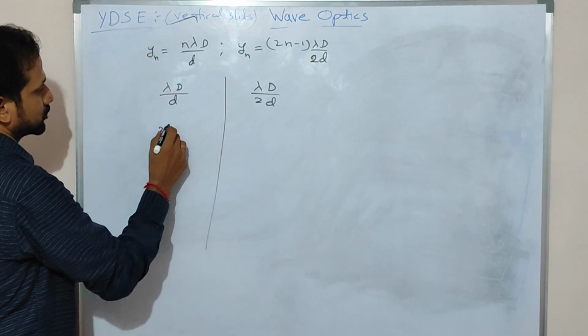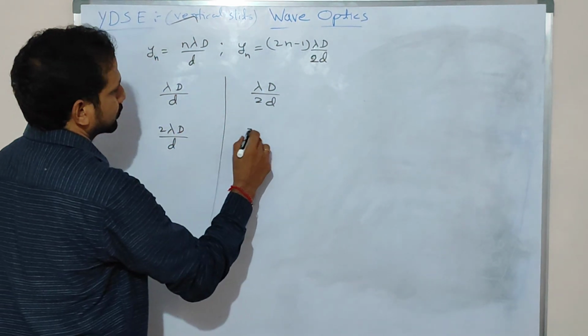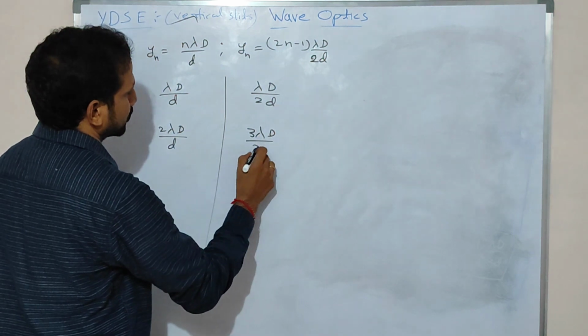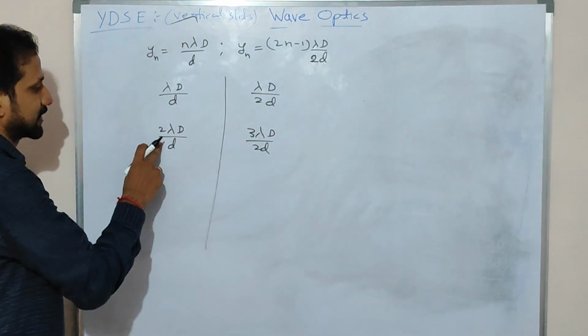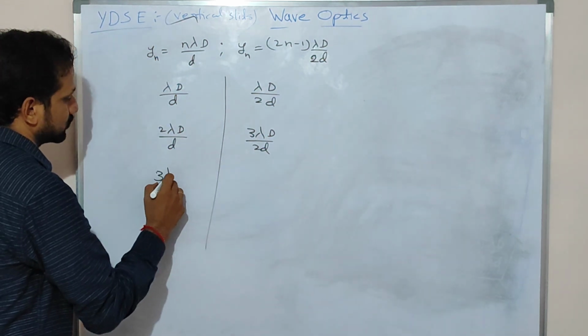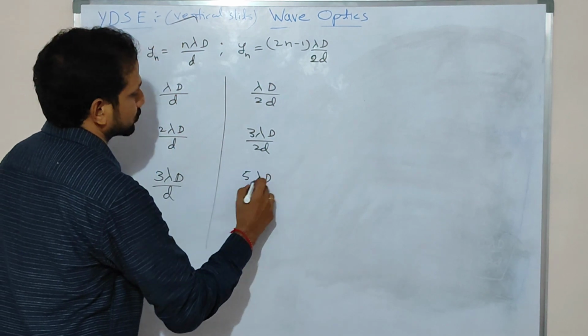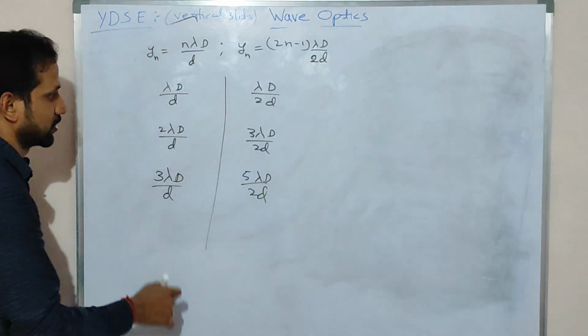For n equals 2, it is 2 lambda capital D by small d, and here it is 3 lambda capital D by 2d. This is the second bright fringe, this is the second dark fringe. Similarly, third bright fringe, third dark fringe, and so on you can have.